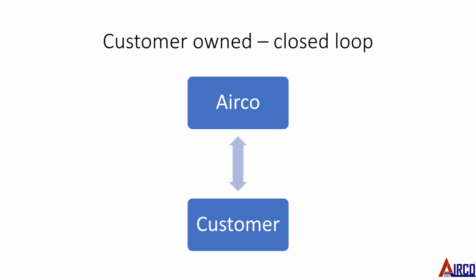So customer-owned closed loop, as I call it. And this is a very basic flow chart, if you will. Customer brings us their cylinder. It goes right back to that customer. It doesn't flow out to anywhere else. It's a one-for-one exchange in this regard. You bring it to me, I fill it, I give it back to you. End of discussion. Very basic, very simple.